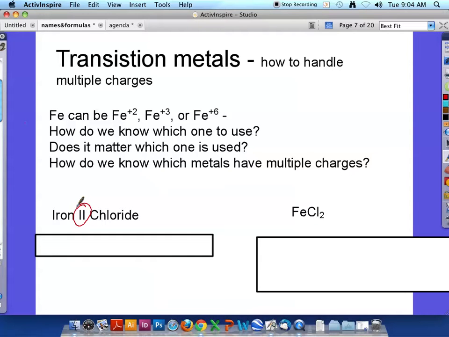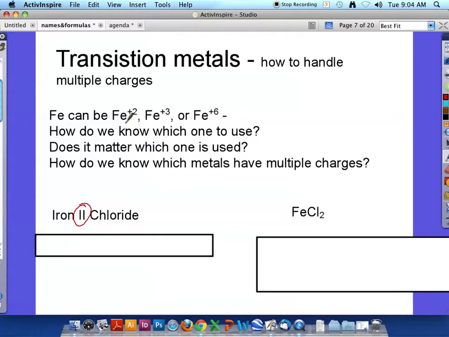There's iron 2 chloride. What is the Roman numeral? Well, go back up here. We've got a +2, a +3, or a +6. Oh, it is charge. The Roman numeral tells you the charge for that iron. So when you write a chemical name with an element that has multiple charges, you need to include Roman numerals.